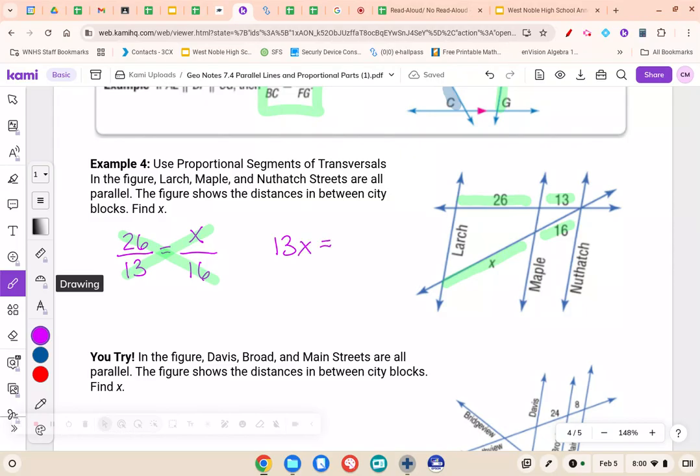Reminder, there's about 3 other ways to set up this proportion correctly. So if you set it up differently, but get this same formula, once you cross multiply, that's a totally valid way to set it up. So X ends up equaling 32, I guess units, because I don't think it gave us a unit. So X is 32.